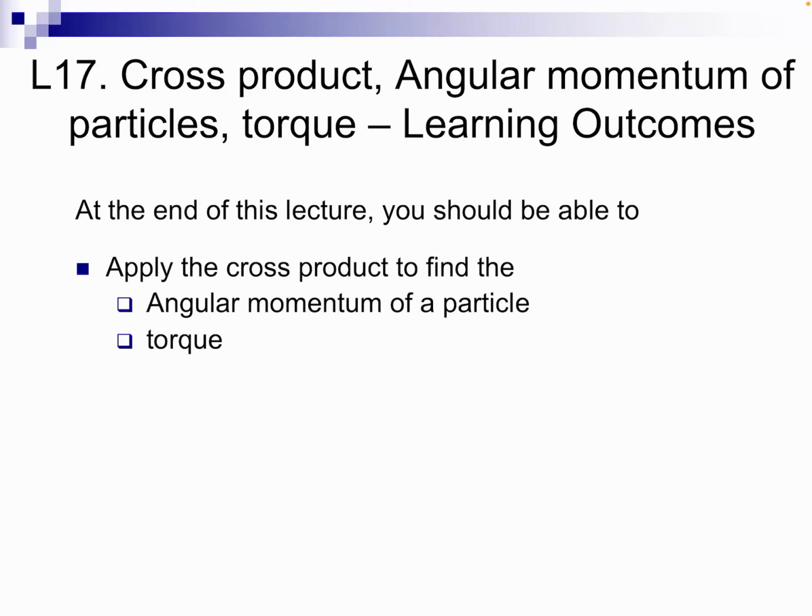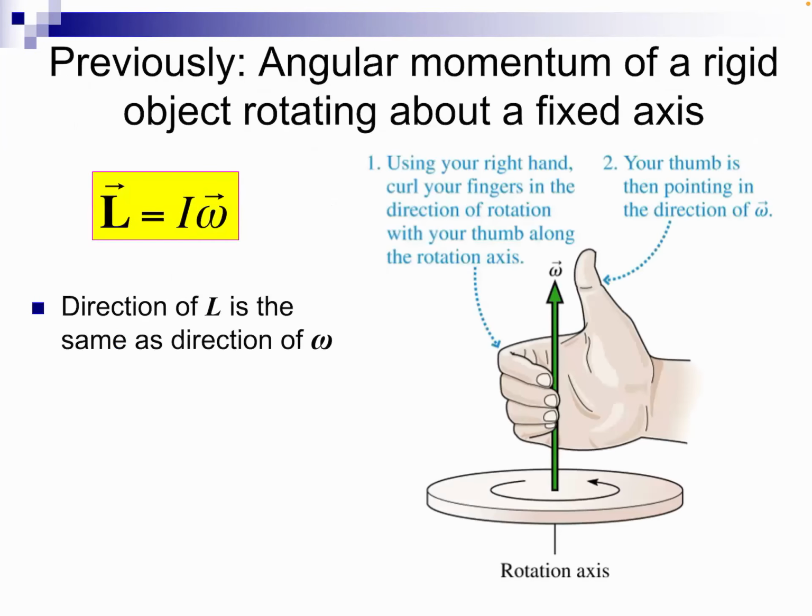Good afternoon, everyone. This is lecture 17 of 124-104 Physics 1A, where we will learn still about angular momentum, but we will look at using the cross product to find the angular momentum of particles. And then we will also apply the cross product to finding torques, allowing us to calculate more sophisticated three-dimensional torque problems. So let's just review what we learned yesterday about angular momentum.